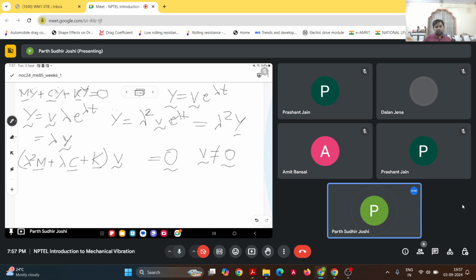Now this matrix equation is of the form, let us say, Ax equal to 0. What will be the next step for this to have a non-trivial solution? What is the condition for that?